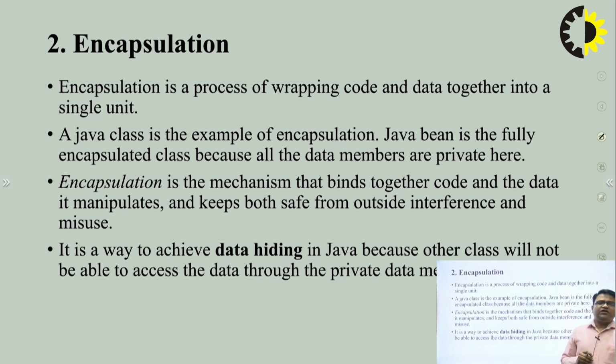Already discussed, the example of Java beans where all the fields are private and cannot be accessed outside the class. It means data is hidden inside a class. This is the encapsulation process.